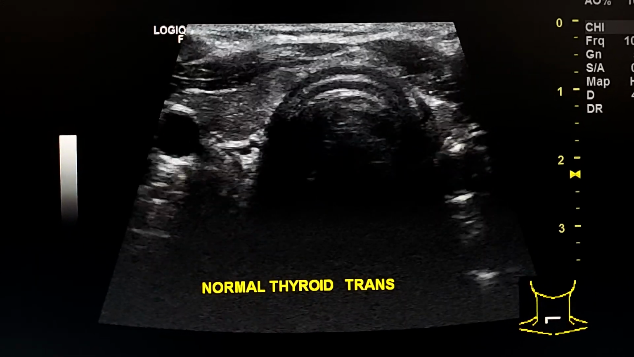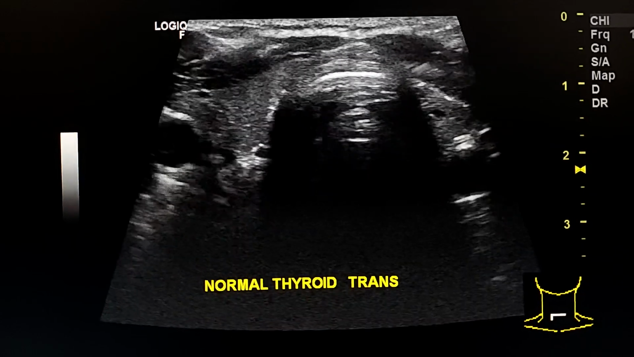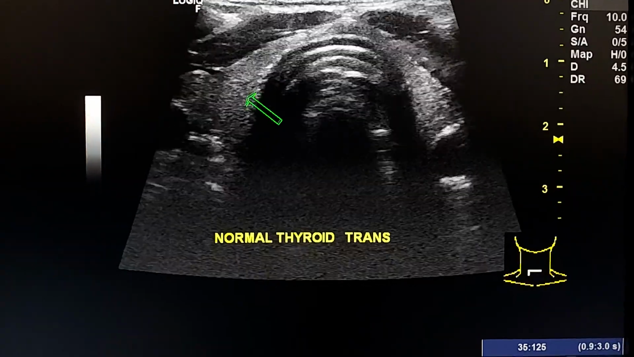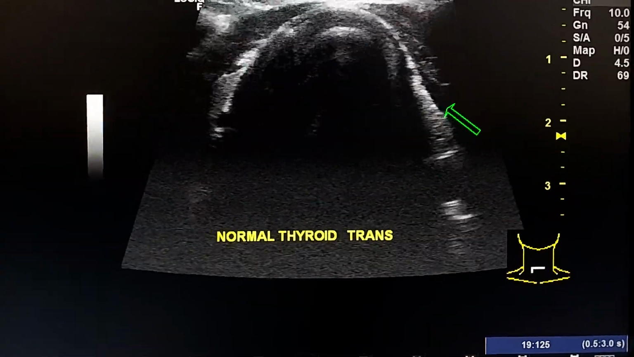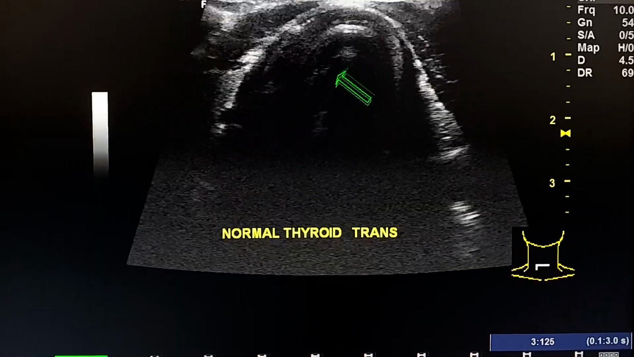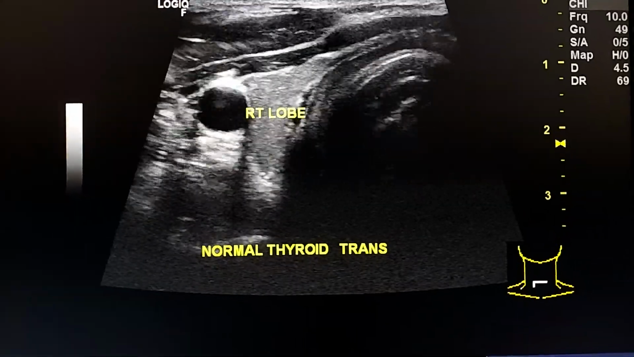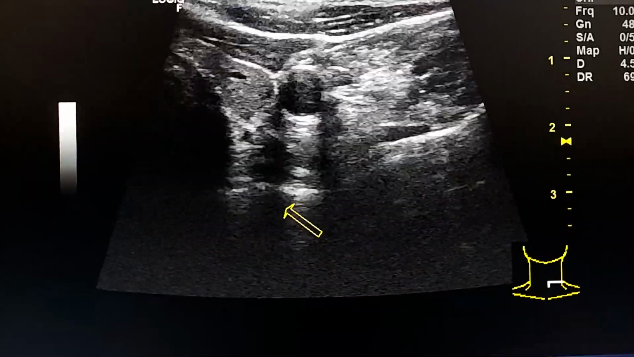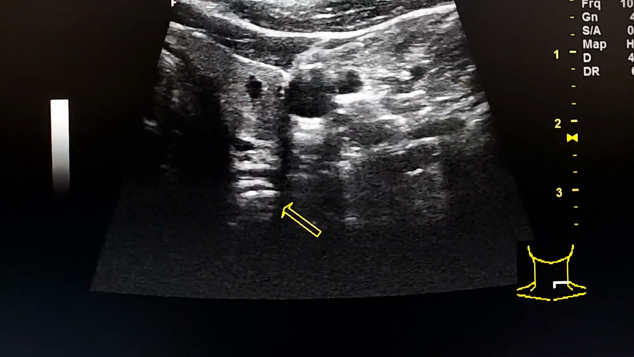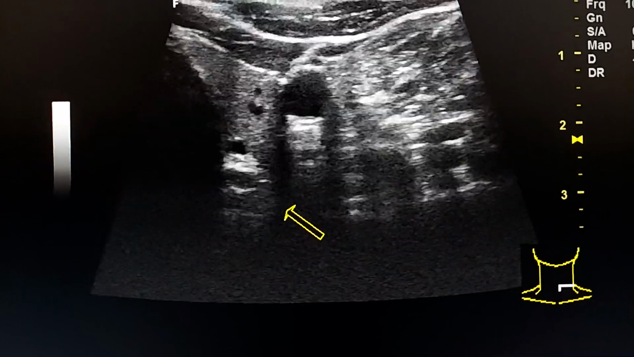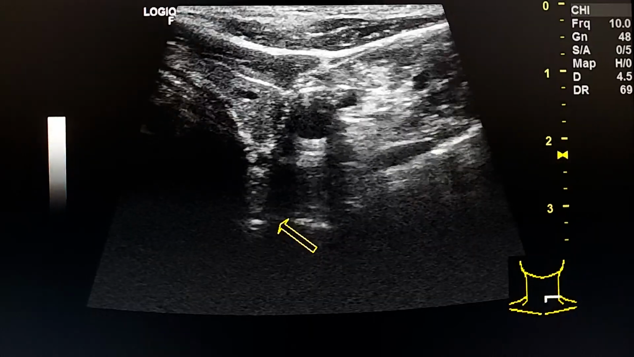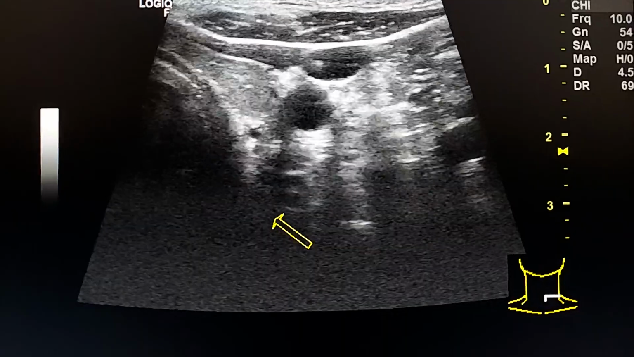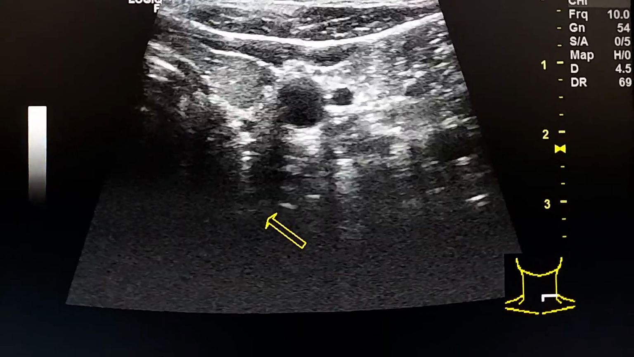Here we see a transverse section of the thyroid gland. We see both lobes. This is the right lobe, this is the left lobe, and this is the trachea. Right lobe, left lobe. And here is the normal appearance of the upper esophagus behind the left lobe of the thyroid gland that we see in normal patients while doing thyroid gland ultrasound.